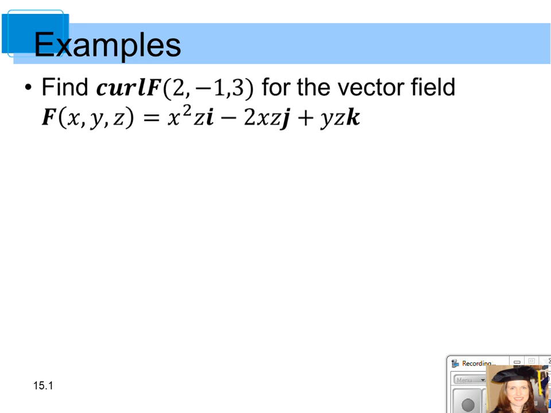For this example, we want to find the curl at the given point in space (2, -1, 3) for the vector field F of x, y, z equals x squared z i minus 2xz j plus yz k. Pause the video, try this one on your own, and then come back and check your work.